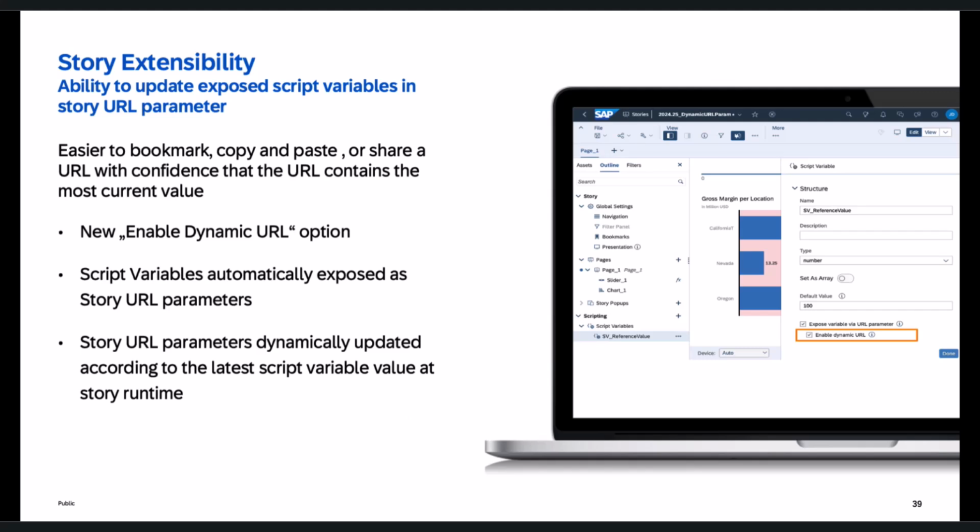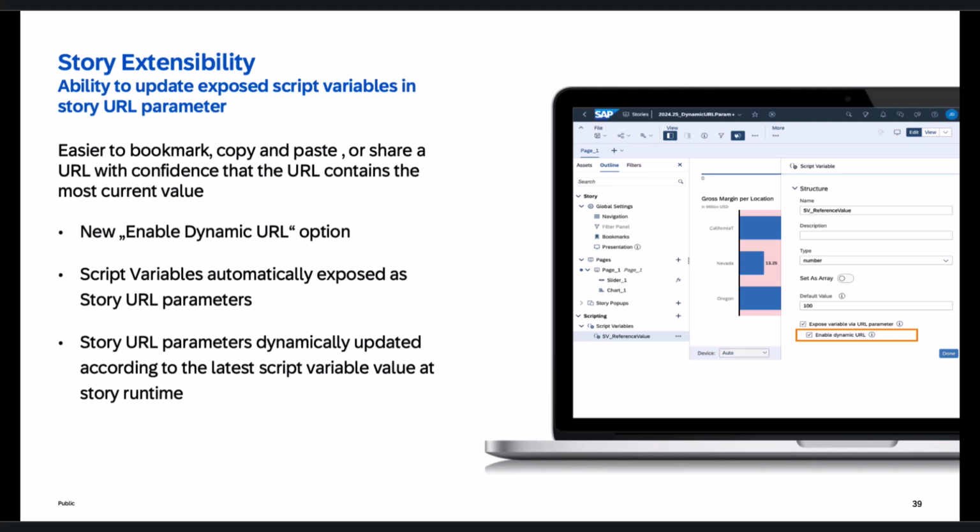Now we also have the new features. We are able to update the exposed script variables in the story URL parameter. So you may already have implemented that scenario that you create a script variable and the script variable is exposed as a URL parameter. Then you start your stories with the URL parameter, and in the story runtime, you are using some scripting to update this script variable. But you can notice in the previews in the URL parameter, this script variable value is not synchronized with the actual value you are in the story.